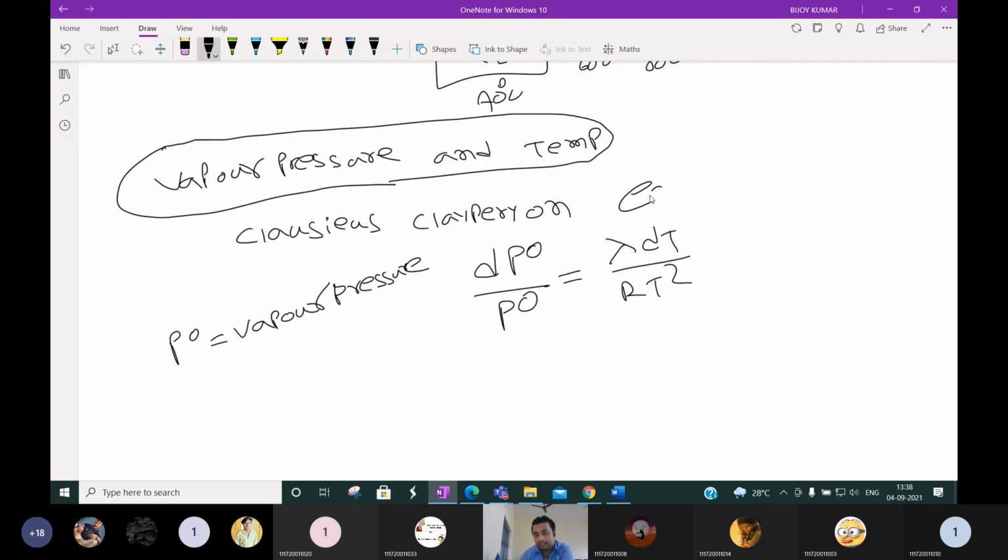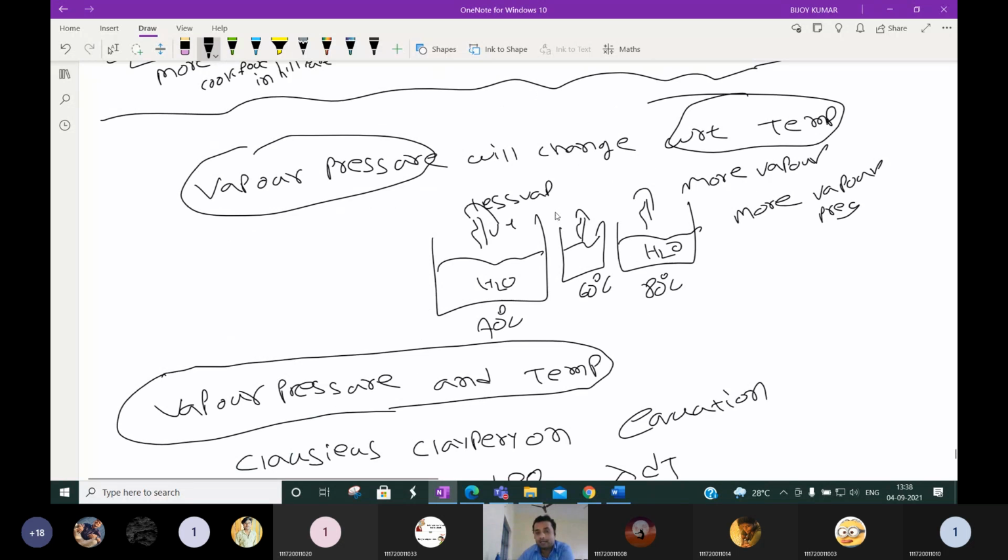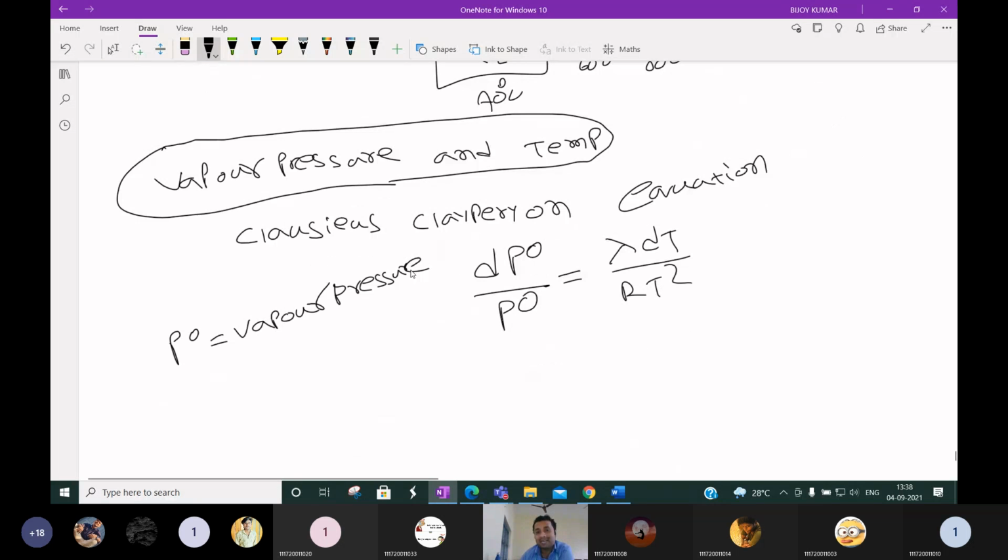Okay, this equation, please try to remember, the most important equation, the Clausius-Clapeyron equation. This equation, or this scientist, derived the relationship between vapor pressure and temperature. We know that at more temperature, more vapor will come, which means more vapor pressure. Less temperature, less vapor will come, which means less vapor pressure. So what is the relation between temperature and vapor pressure? That will be given by Clausius and Clapeyron. And this is the Clausius-Clapeyron equation.